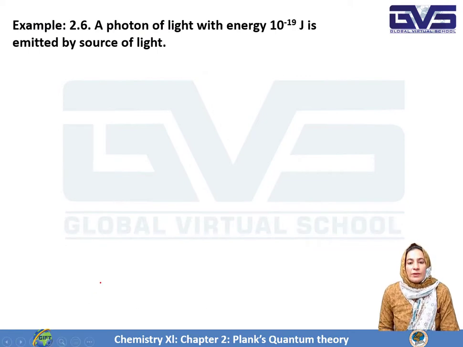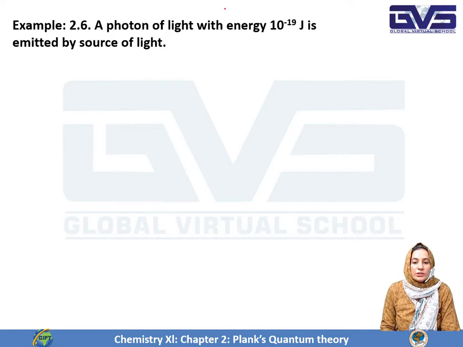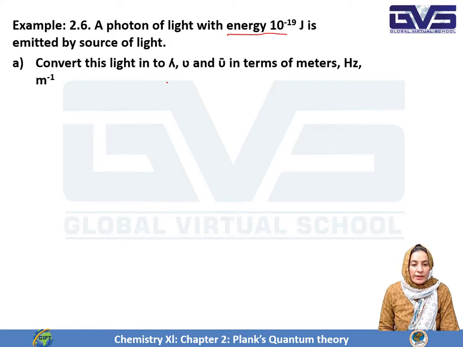Now this example will explain how a photon's energy can be converted into frequency, wavelength and wave number. First one: a photon of light with energy, so you are given only the energy, 10 raised to the power minus 19 joule, is emitted by a source of light.